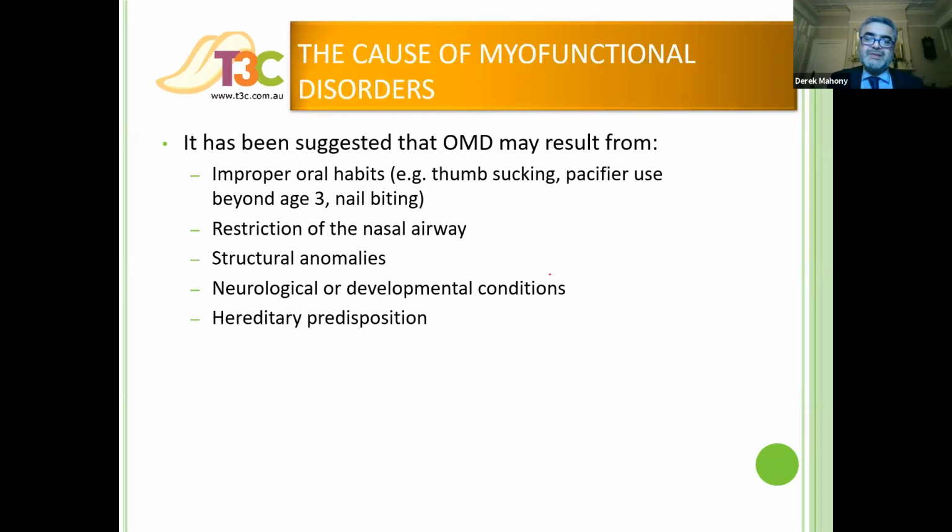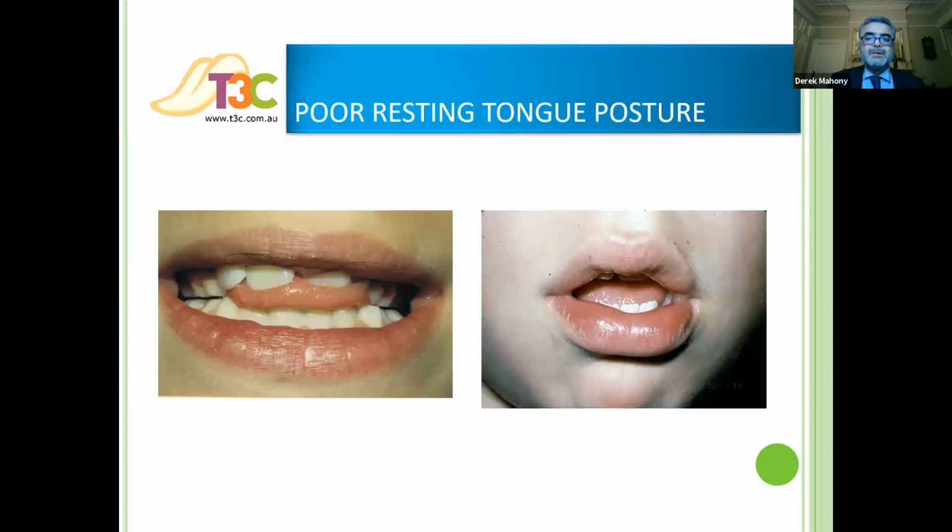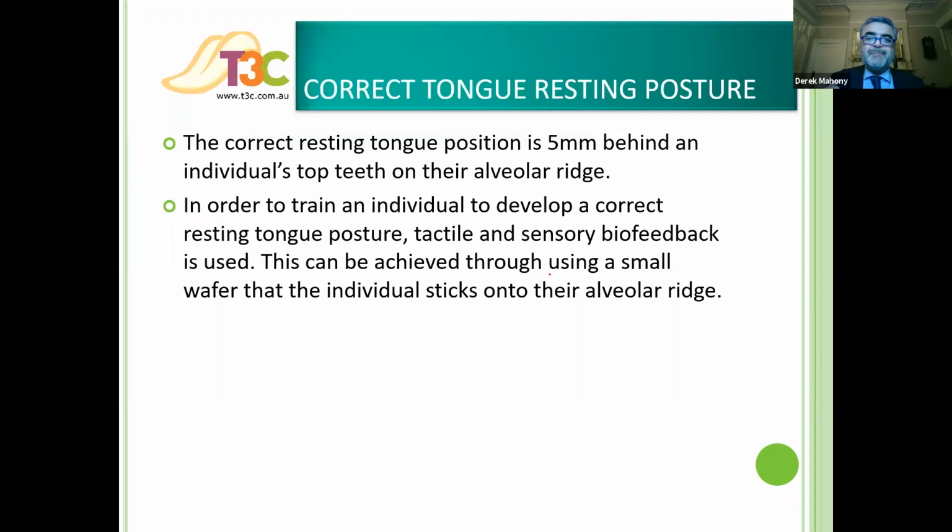So I've gone through the reasons that OMD may be caused. And the big one, of course, is airway. So what we want to do is look at these kids in a different light and work in a team to get that tongue resting on the alveolar ridge where the palatine rugae is. And we want to train the kid to breathe through the nose, lips together, tongue on the palate. So we use resting tongue posture, tactile and sensory biofeedback. And this is just by a small wafer on the alveolar ridge.